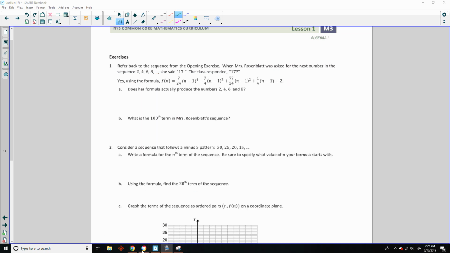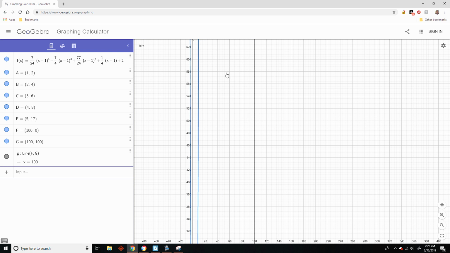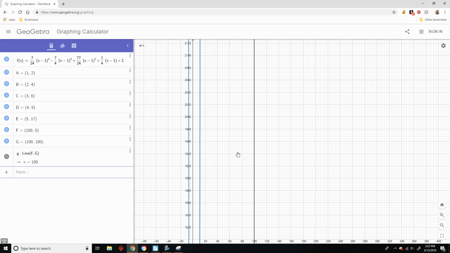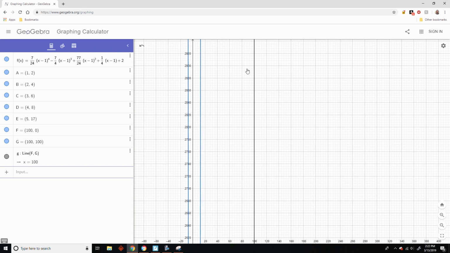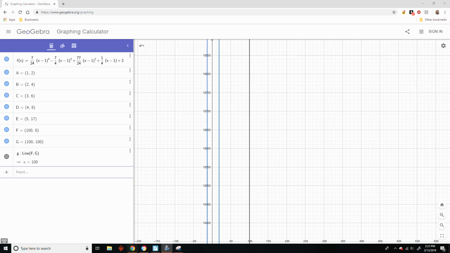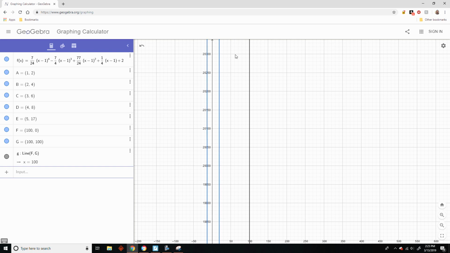Okay, so I'm going to try this using the graph. I drew a vertical line at 100, and I want to know the value of the function at her 100th term. I'm just going to scroll up here, and as you can see, that blue line is moving to the right pretty slowly, but it's moving. Okay, I don't know how far I have to go. I'm going to pause this video so I can get there. Okay, so I got all the way up to 18,000, 19,000, 20,000, and I'm nowhere near. So let's do this algebraically.